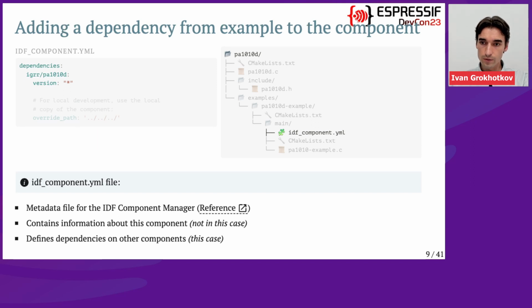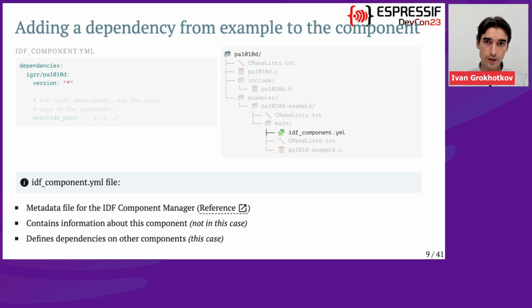And the IDF component YAML file is going to be here inside the main component of the example. The IDF component YAML file is the manifest file for IDF Component Manager. It can be used for two purposes. One is to describe the component, and we will do this later when we will be adding the manifest file for our component.